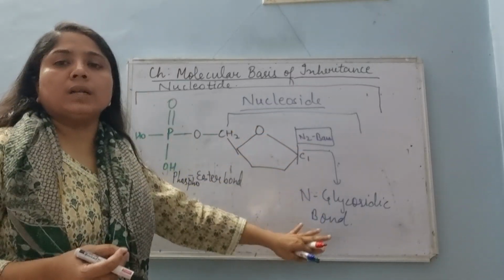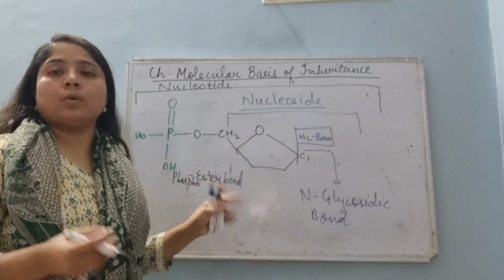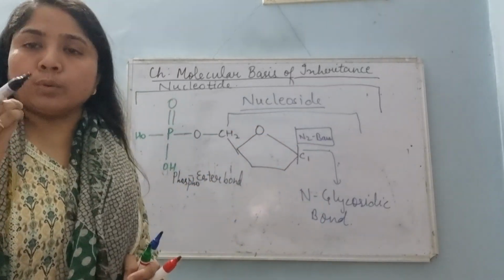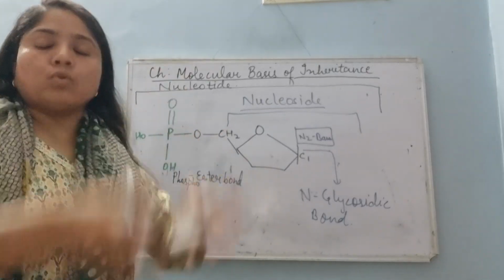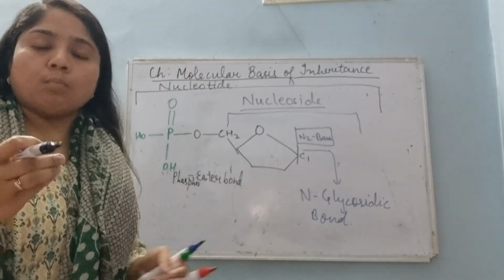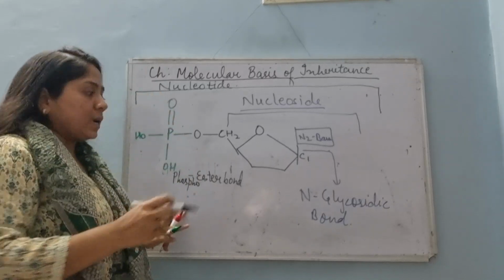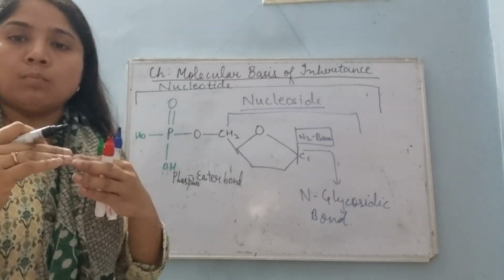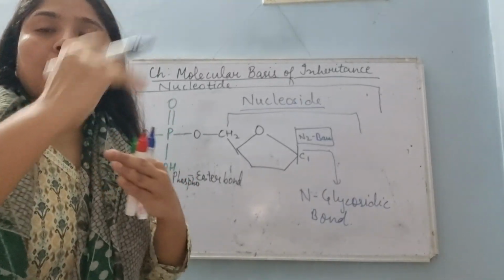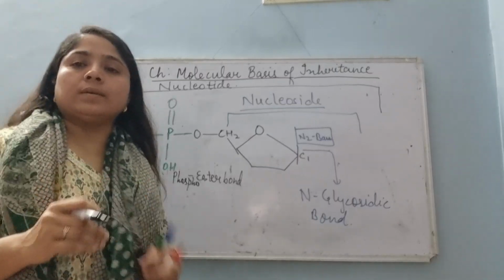For now we are done with the structure of the nucleotide, which is the structural unit of nucleic acid. There are so many nucleotides in a nucleic acid bonded with another bond, the phosphodiester bond, that we will see when we form the bonds between one nucleotide and another nucleotide. Okay, thank you.